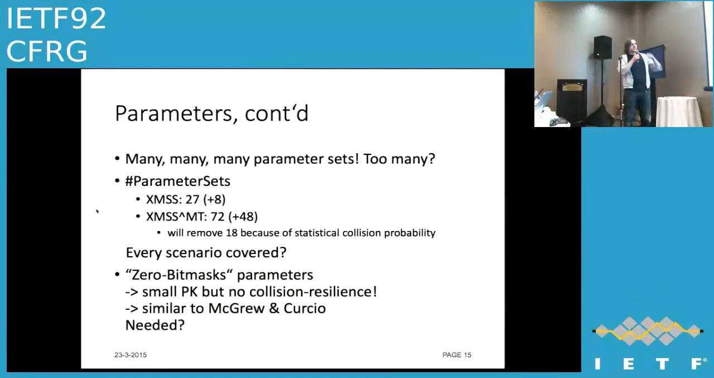In addition, we specified a zero bit masks parameter set, where these bit masks are simply set to 0. Then we can omit them in the public key, which gives us a very small public key, which is only 1 hash value. But we don't have this collision resilience property, so in that case we rely on the collision resistance of the hash function, and we end up with something very similar to the old draft. So the question is if this is really needed here.